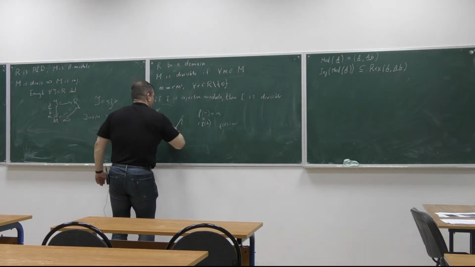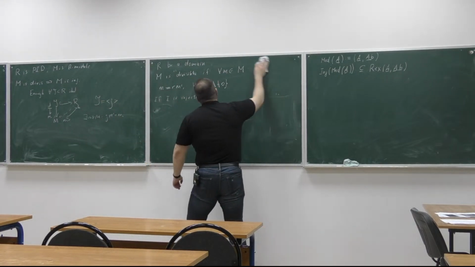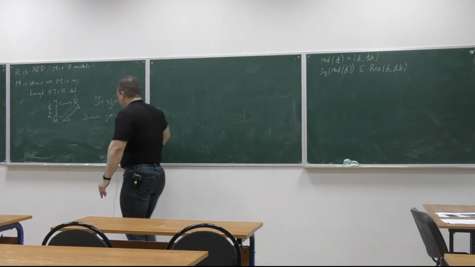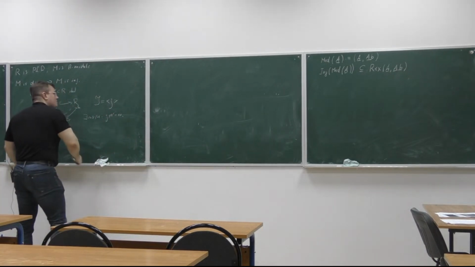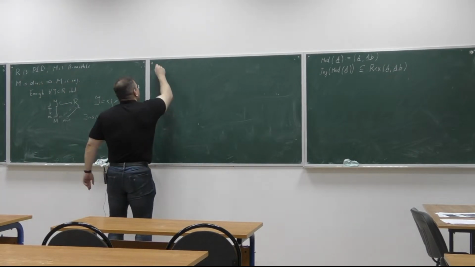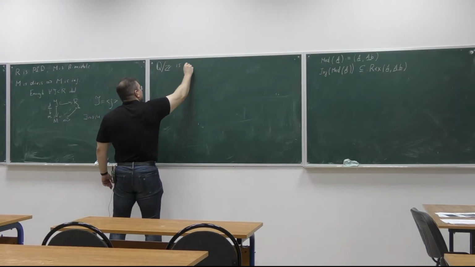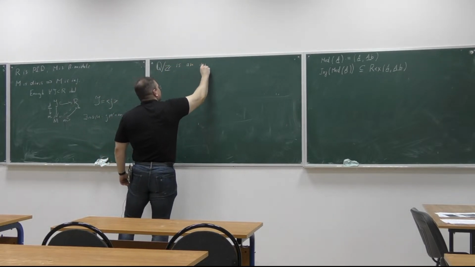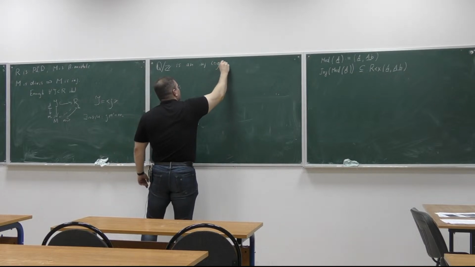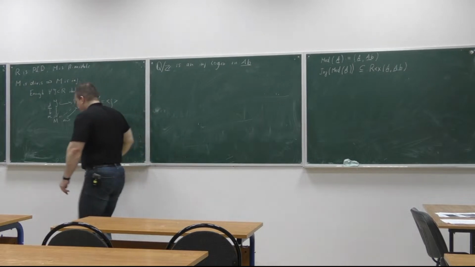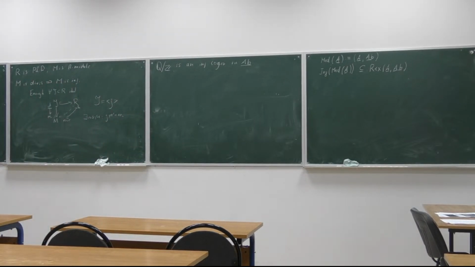Okay. So finally, we can solve this question that I proposed maybe a month ago, that Q modulo Z is an injective cogenerator in the category of abelian groups. It's important even from the theoretical point of view.